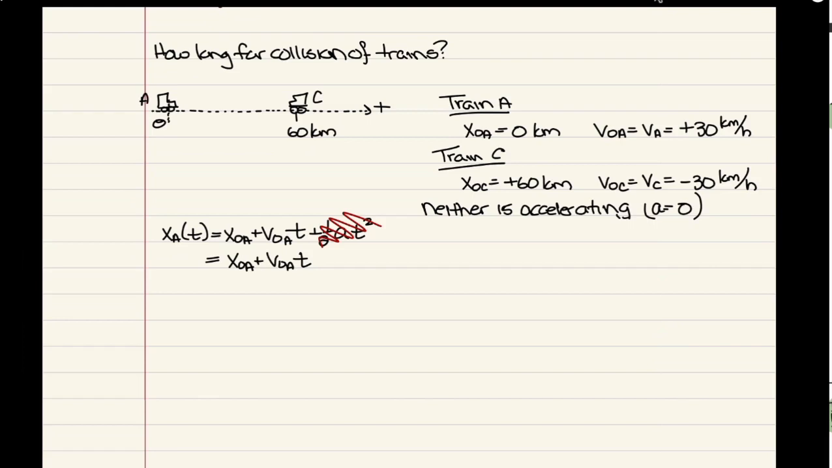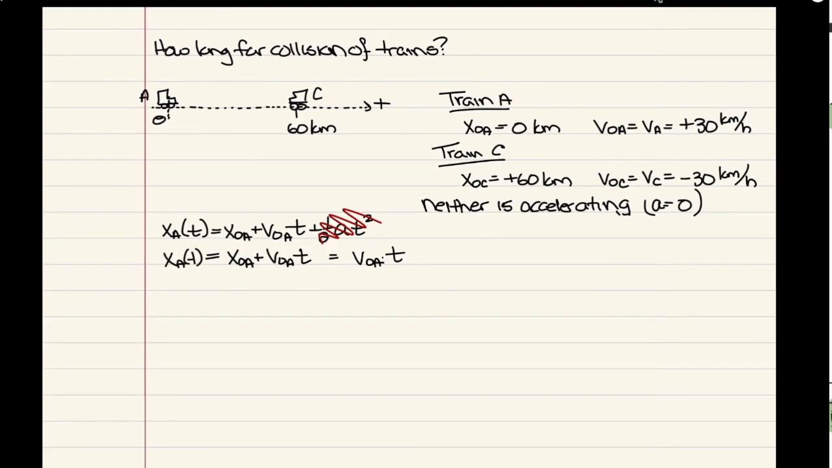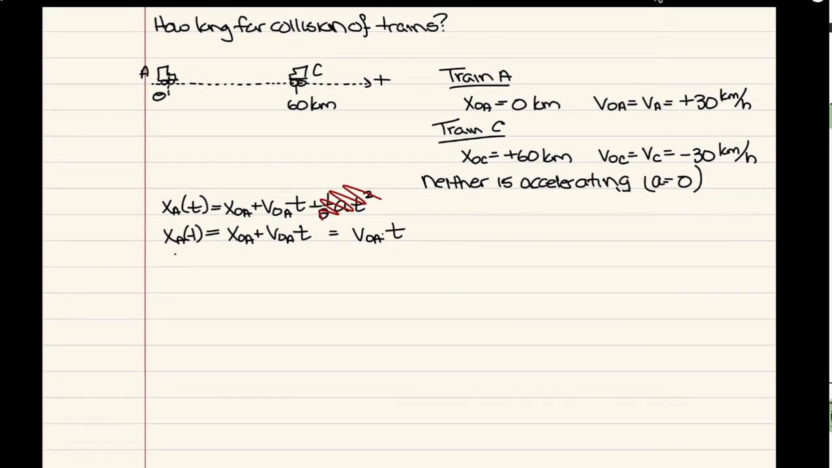I like to plug in numbers only at the very end unless the number is 0. So in this case, since the initial position of train A is 0, I could just write this as the velocity of train A times t is the function that tells us position as a function of time for A. And then for C, it's the initial position, plus 60 kilometers, plus the velocity of C times t. But remember, the velocity of train C is a negative number, so the position for train C is going to constantly be getting smaller as time goes forward, where train A is getting positive as time goes forward.